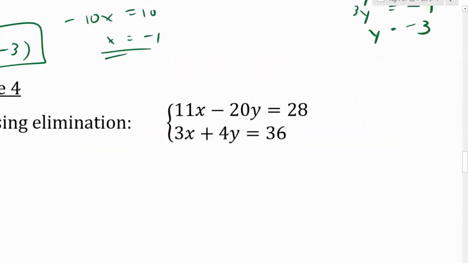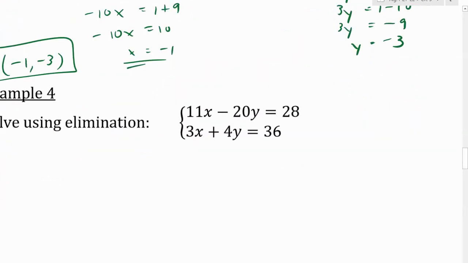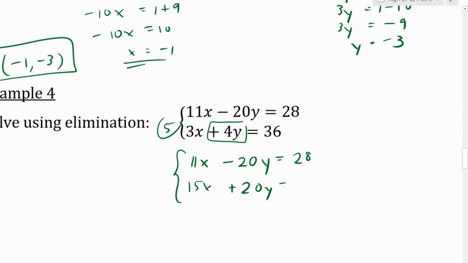Like for this one, 11 and 3, what's the number that those two numbers both go into? 33. I would have to turn them both to 33s. However, if I choose the y's, what's the number that 20 and 4 both go into? 20. Well, one of them is already a 20. Let's do that one. But I need them to be different signs. So how about I leave the top one negative 20 and I make the bottom one positive 20. So I didn't mess with the top equation at all. And then you just ask yourself, what did you multiply 4y by to get 20y? 5. So 36 times 5 is 180. Then I'm going to add them up.